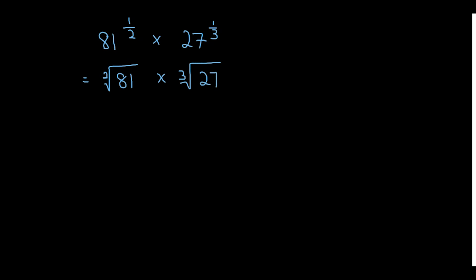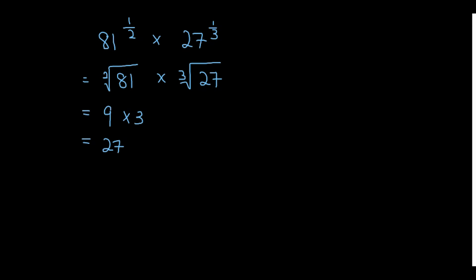Okay, so what is the square root of 81? And we're considering positive values, right? We're just considering positive values. Nine. And what is the cube root of 27? 3. So 9 by 3 will give us 27. Alright? So that's how we will work out something like that.